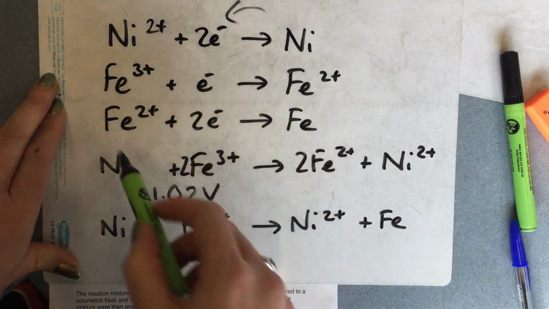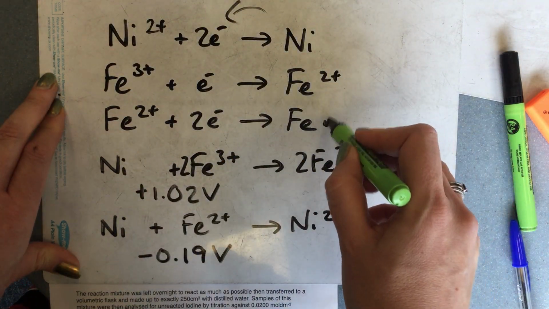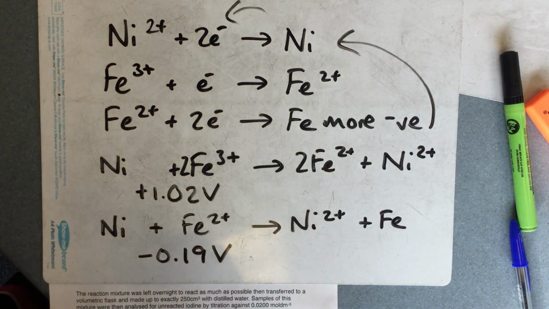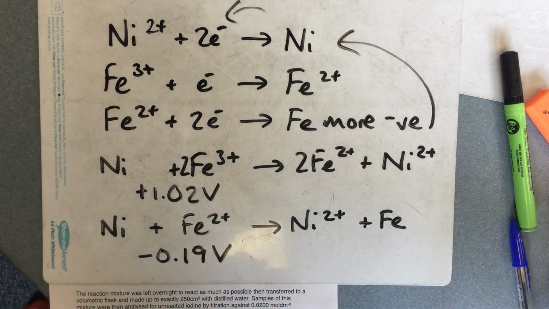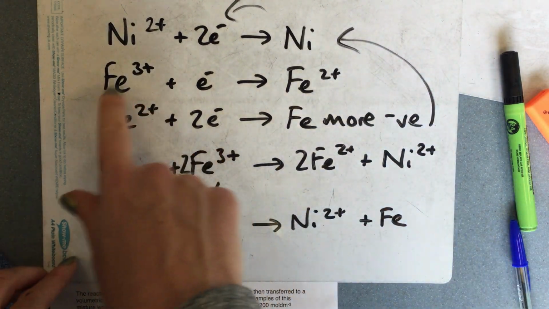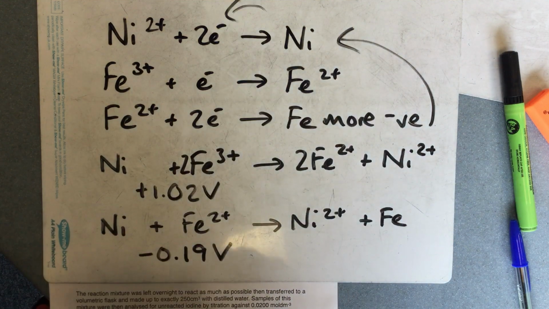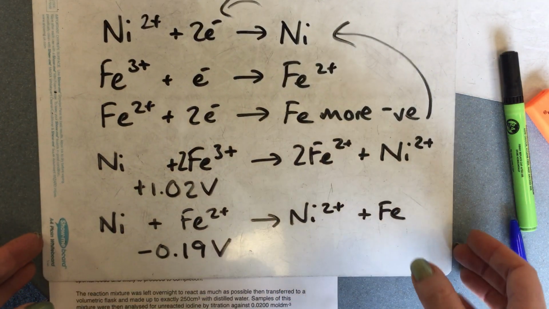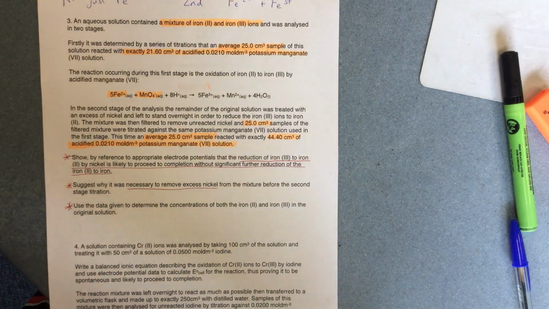So this one is more negative than that one, so that reaction would not be spontaneous. So we can assume that there wouldn't be any further reaction of my nickel. So all the nickel's going to do is turn Fe3+ to Fe2+. It's going to stop there. That means that all of my iron in solution is now in a form that I can titrate.